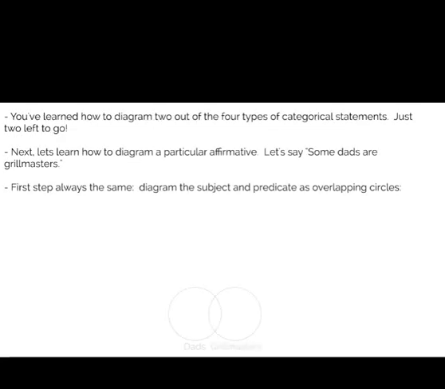So now on to the particulars. With the particulars, we don't use the blackout technique to represent absence. Rather, we use a little X to represent at least one, that there's at least one member. And that is equivalent to some. Some in categorical logic means at least one.